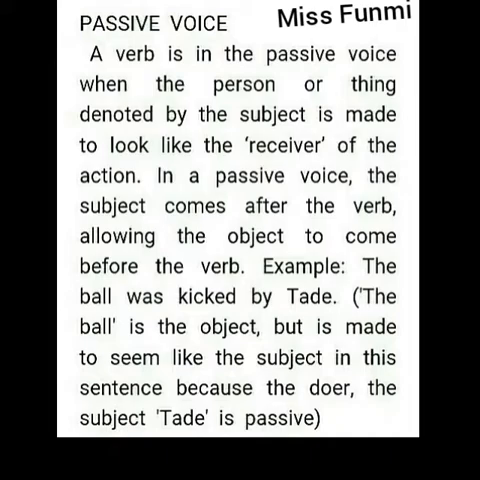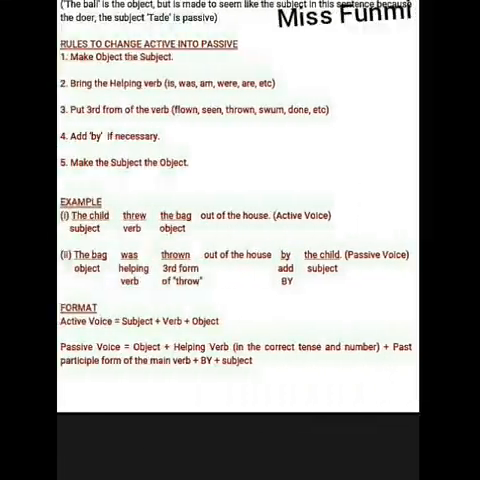To change active sentence to passive sentence, there are some rules we have to follow. 1. Make the object of the sentence the subject of the sentence. Just like I mentioned earlier, the ball, which was the object in an active form, becomes the subject in the passive form.